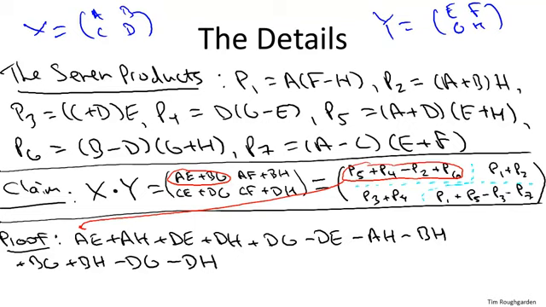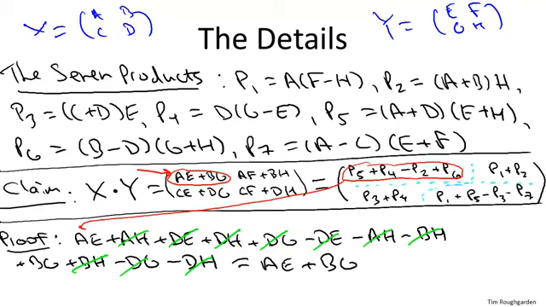Okay, so what happens next? Well, now we look for cancellations. So we cancel the AHs, we cancel the DEs, we cancel the DHs, we cancel the DGs, we cancel the BHs, and holy cow, what do we get? We get AE plus BG. That is, we get exactly what we were supposed to in the upper left block of x times y. So we just verified that this equation holds for the upper left block. It's quite easy to see that it holds for the upper right and lower left blocks, and then a comparable calculation verifies it for the lower right blocks of the two.